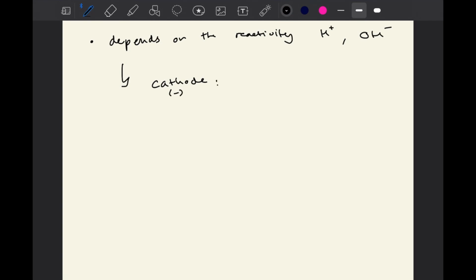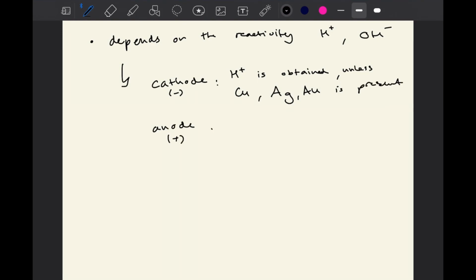So at your cathode, you are always going to get hydrogen unless copper, silver, or gold is present. Then at your anode, which is positively charged and where OH travels to, you would gain oxygen unless a halogen is present. And a halogen, might I remind you, is an element from group 17. So for example, chlorine.